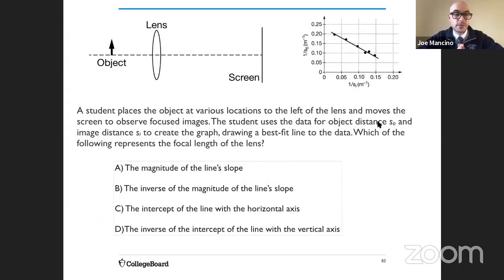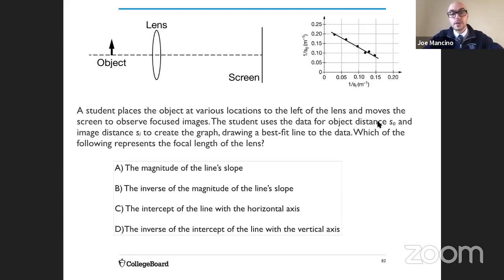In the next question, it's about a student focusing an image of an object and moving the screen to different distances to observe the focused images. Which of the following is the focal length of the lens? So for this, we need to think about the thin lens equation. 1 over Si plus 1 over So equals 1 over f.